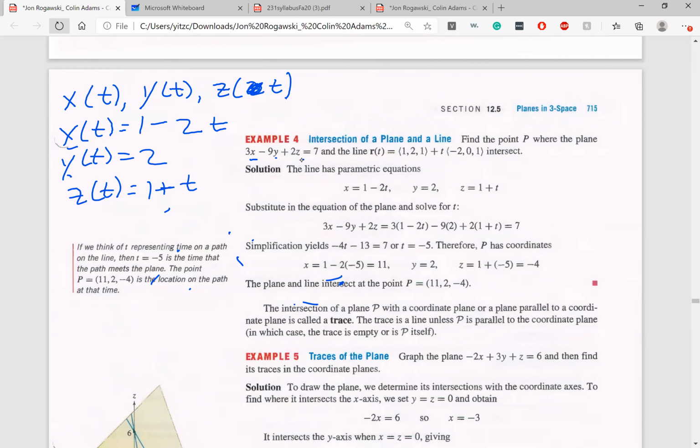So let's see what happens when we do that. We get 3 times 1 minus 2t, and then minus 9 times 2, and then plus 2 times 1 plus t. And if we set this equal to 7, we can now solve for t.